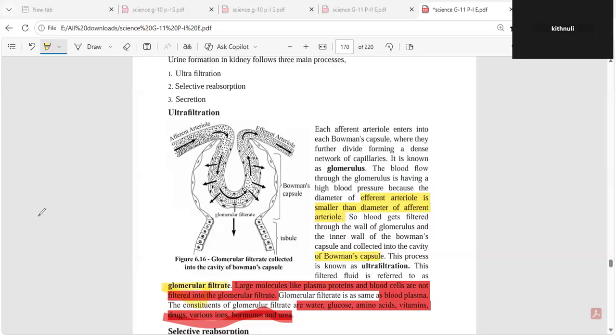Glucose, amino acids, vitamins. Right. And water is also much needed. And the hormones, right? What about the urea? What is it?